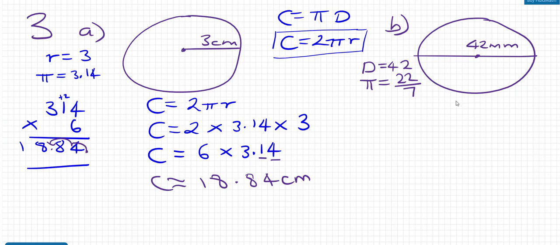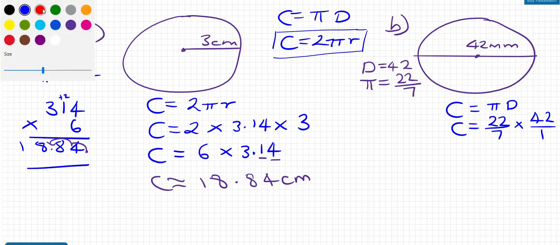Alright, so I'm going to use this formula. Circumference is equal to pi times D, or pi D. Circumference is equal to, substitute pi for 22 divided by 7 times 42. Now that 42 is really sitting on a 1, so if it helps, you can just write it like that. Now these are just basic fraction skills. Simplify what you can before you multiply.